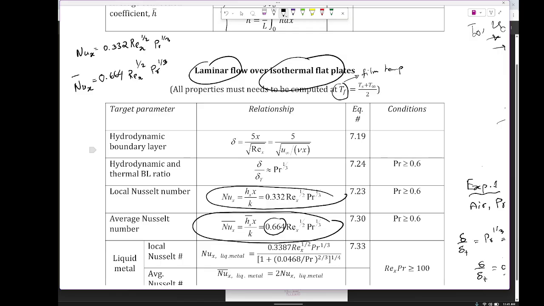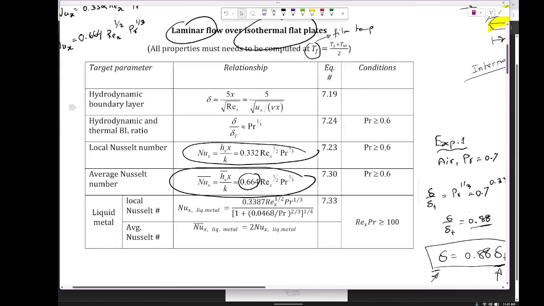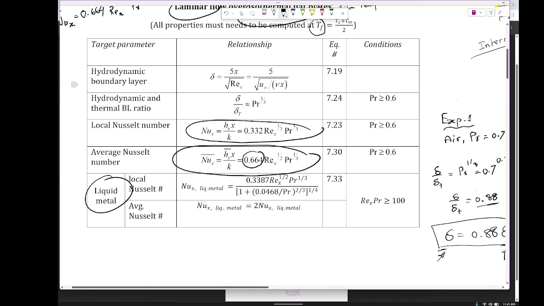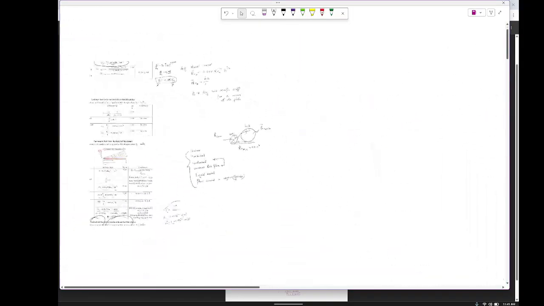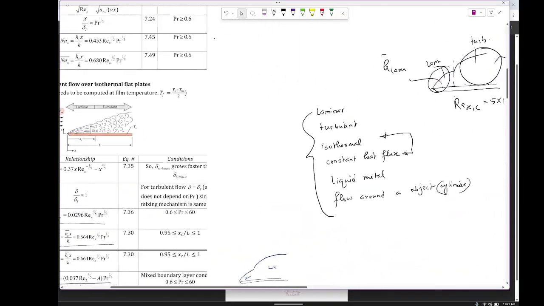All right. So now let's focus on this: liquid metal. Let me talk about that. And I do have the keyword here. What did I write as the keywords? Liquid metal.